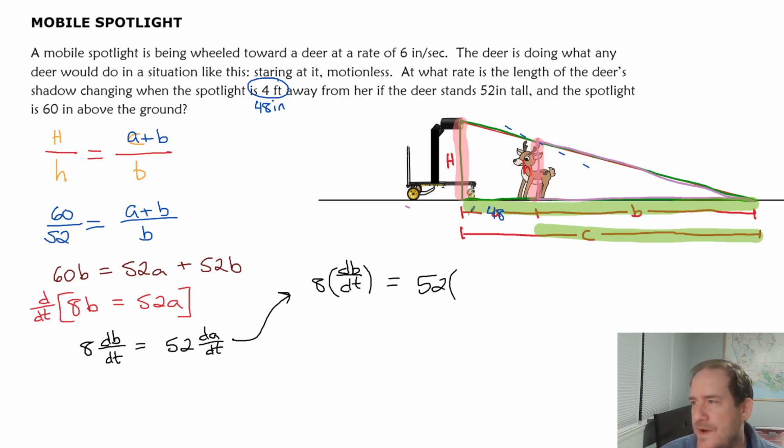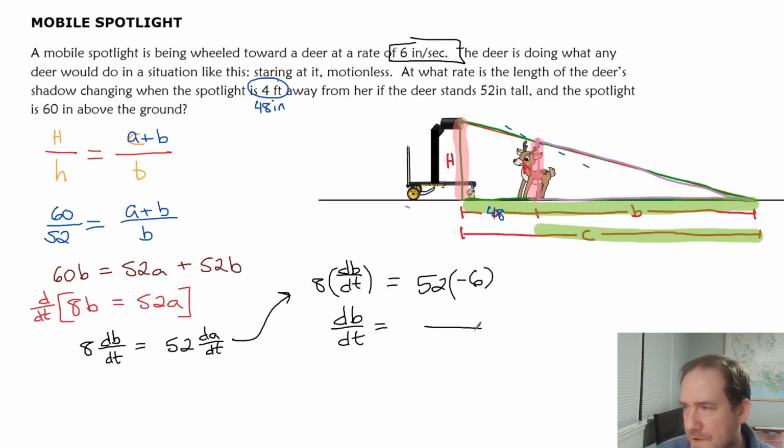dA/dt is the rate at which this dimension is shrinking. So that would be the rate that the trolley is moving, which was given in the very first sentence. It's 6 inches per second. And since we're going toward the deer and this measurement is getting smaller, you got to remember to make that a -6. But that's it. From here, I would divide by 8 and I get dB/dt equal to whatever 52 times 6 divided by 8 is.